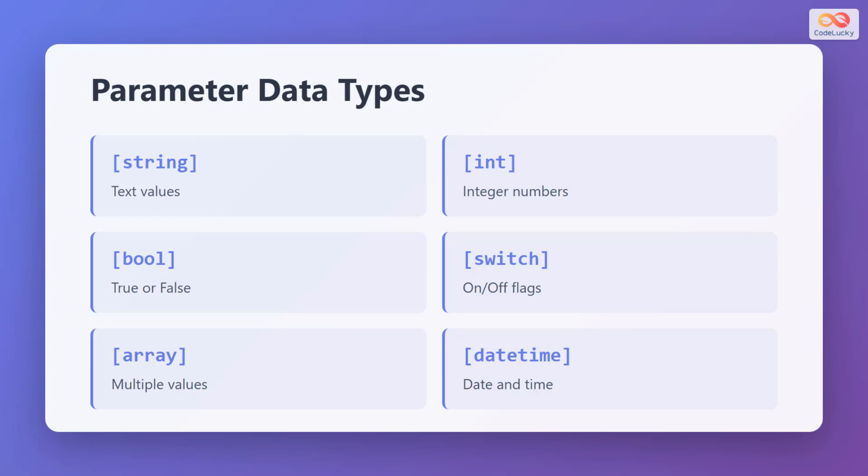PowerShell supports various data types for parameters, and specifying the correct type is important for validation and functionality. The string type is used for text values like names or file paths. The int type is for integer numbers without decimals. The bool type represents true or false values. The switch type creates on-off flags that are commonly used for optional features. The array type allows you to pass multiple values as a single parameter. And the datetime type is for date and time values. By specifying data types, PowerShell automatically validates the input and converts values to the correct format when possible.